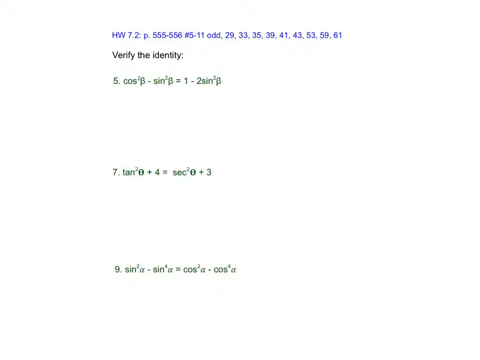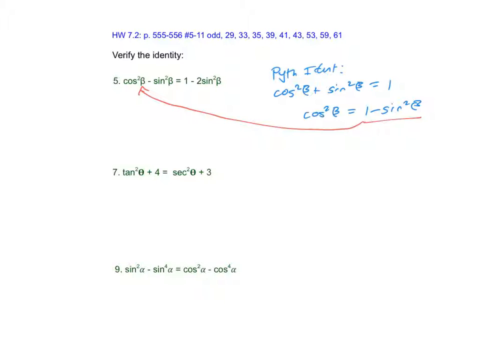Because I see cosine squared beta and sine squared beta, I'm going to think about the Pythagorean identity that has cosine squared beta and sine squared beta in it, and that is cosine squared beta plus sine squared beta is equal to 1. Since I want to get just to sine squared beta, I'm going to solve the Pythagorean identity for cosine squared beta. So I can get cosine squared beta equals 1 minus sine squared beta, and that's going to allow me to substitute into my original equation for cosine squared beta.